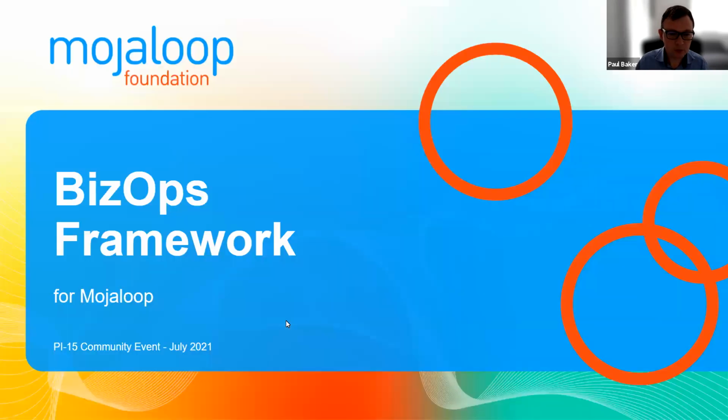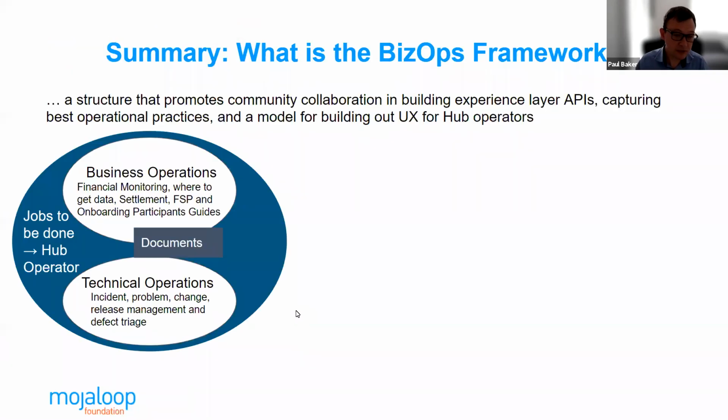The first part of it is documentation. So what do we mean by documentation? These are detailed documents illustrating the business operations processes that need to happen to get the jobs done for hub operators. We've got a collection of docs that we're going to be drawing from here, and we're trying to make them general and available to the community.